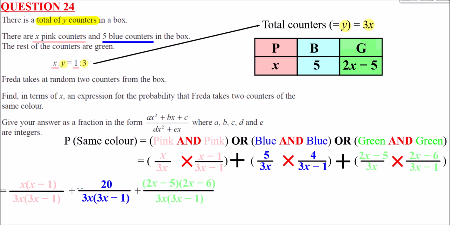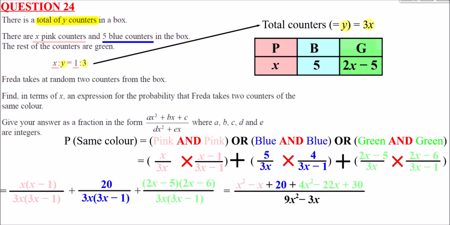We can now look at these numerators and simplify and expand. The pink expands to x squared minus x, 20 we can leave as 20, and 2x minus 5 multiplied by 2x minus 6. You might want to use the grid method to do this slowly and properly and carefully, but if you expand out these brackets, you should get 4x squared minus 22x plus 30. Now it's just a case of trying to simplify the numerator, and the denominator is already in the correct form. D is 9 and E is minus 3x. So it's just a case of now neatening up the top so it looks in this form.